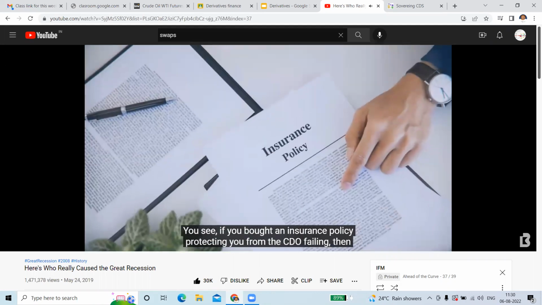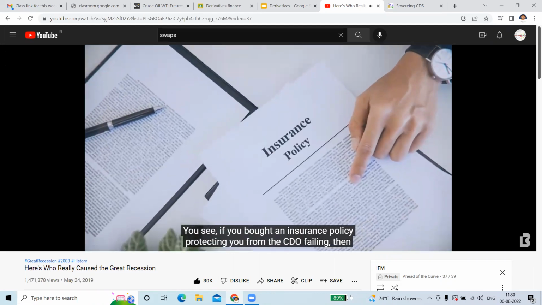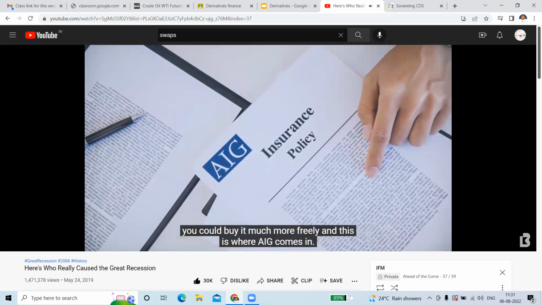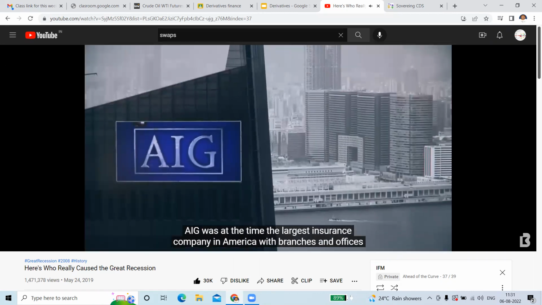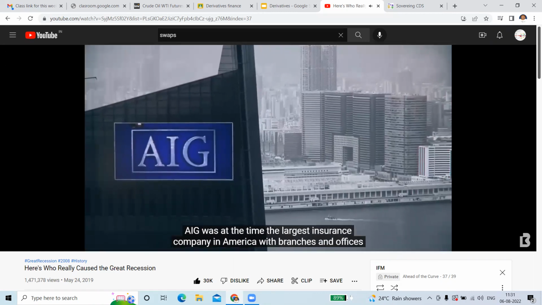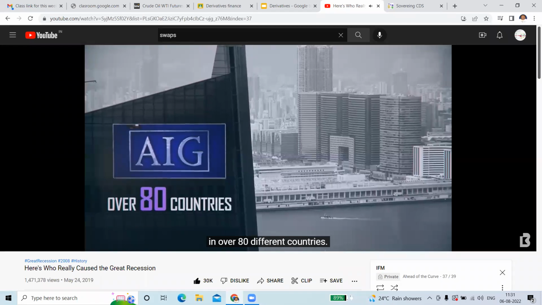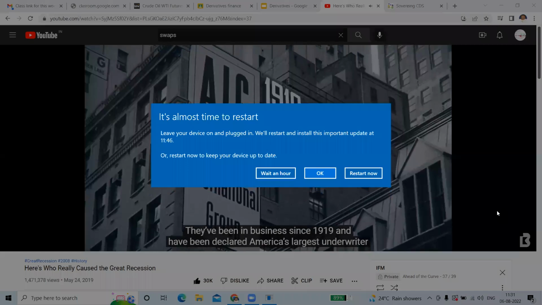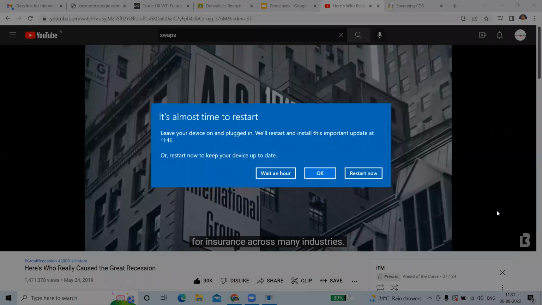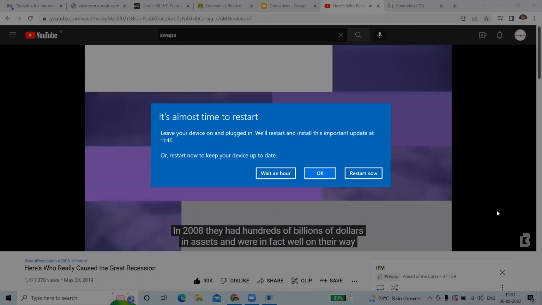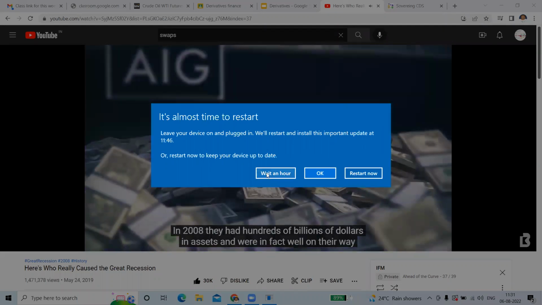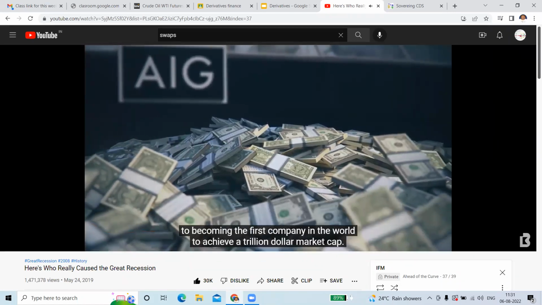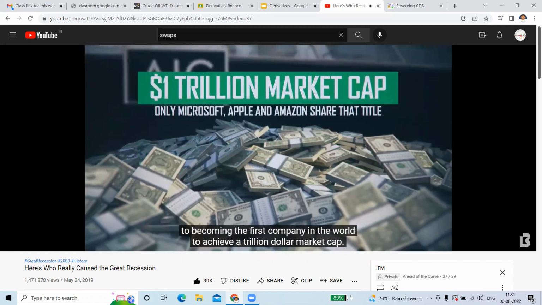You see, if you bought an insurance policy protecting you from the CDO failing, then you could buy it much more freely, and this is where AIG comes in. AIG was at the time the largest insurance company in America, with branches and offices in over 80 different countries. They've been in business since 1919 and have been declared America's largest underwriter for insurance across many industries. In 2008, they had hundreds of billions of dollars in assets and were in fact well on their way to becoming the first company in the world to achieve a $1 trillion market cap.